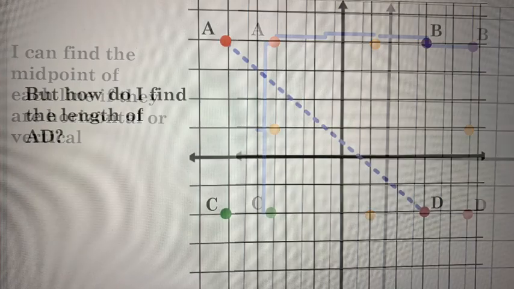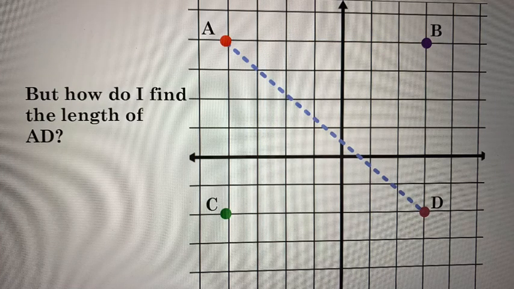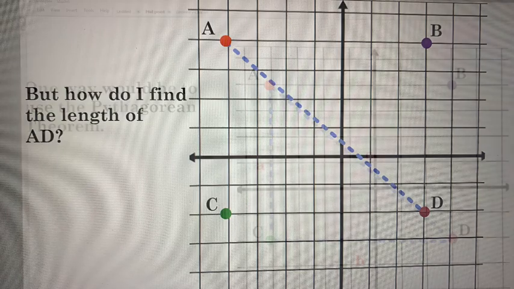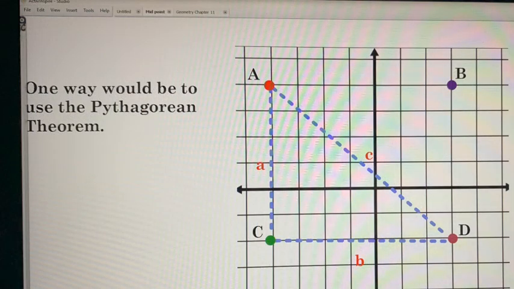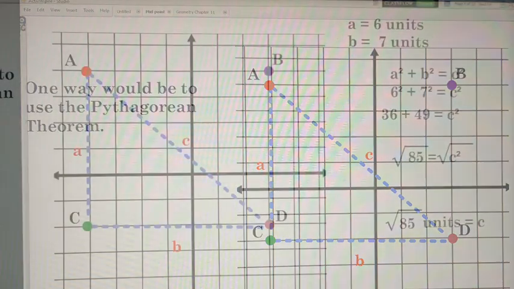But what if I want to know the distance between A and D? Well, that makes it a little trickier. Last time we talked about Pythagorean theorem. You can use the Pythagorean theorem. You can draw the horizontal distance, which is B, the vertical distance I called A, and my hypotenuse is C, and that's what I need to find the distance of.